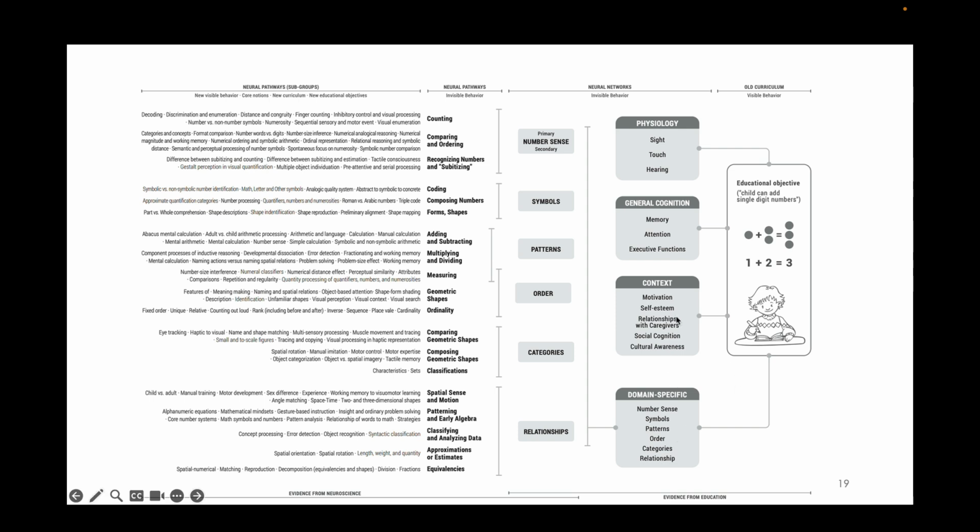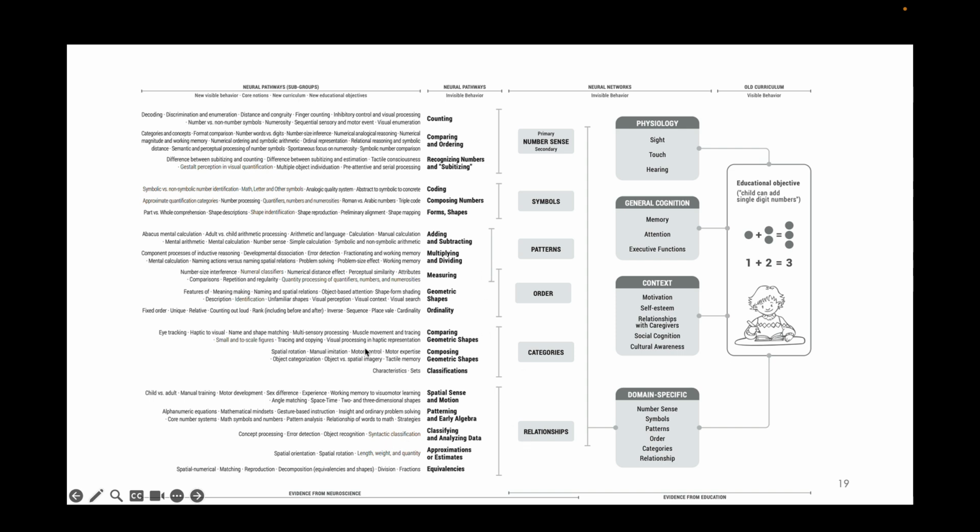And all of that serves as the basic foundation upon which you can then have domain-specific learning, which are specific neural networks that have to do with number sense, symbols, patterns, order, categories, and relationships. And each one of these, in turn, breaks down into other sub networks. When we look at number sense, how does that break down? Symbol systems, patterns, order, categories, relationships. These are some examples of distinct neural networks and studies that have been done in these sub elements.